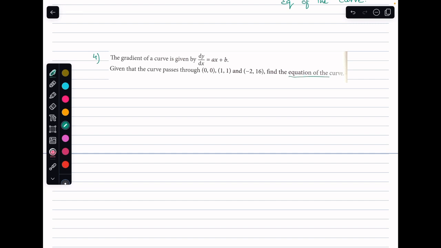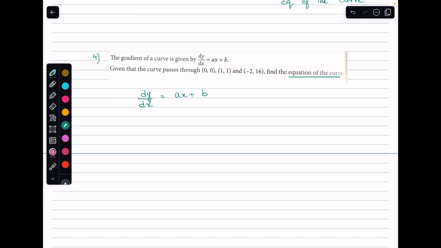So again, the task is to find the equation of the curve, and they have given us the first differential or the gradient equation, dy by dx equals ax plus b. Over here, we already see that there are two unknowns, a and b. To find the two unknowns a and b, I should first be solving with respect to (0, 0), (1, 1), (negative 2, 16), and then finding out the equation of the curve. So let's start working on it.